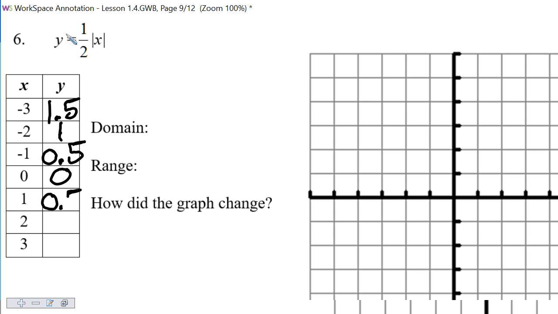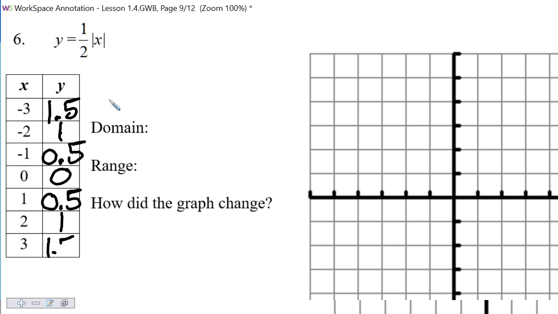And if I put a 2 here, what's the absolute value of 2? 2, and half of 2 is 1. If I put the 3 here, what's the absolute value of 3? 3, and half of 3 is 1.5. Go ahead and write the domain before we even graph it.